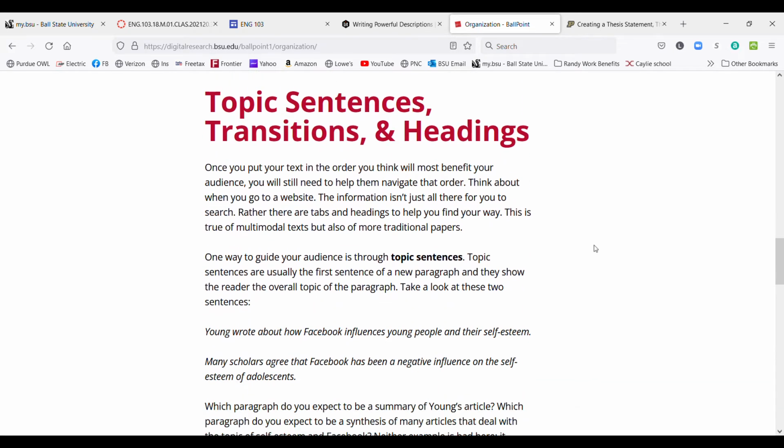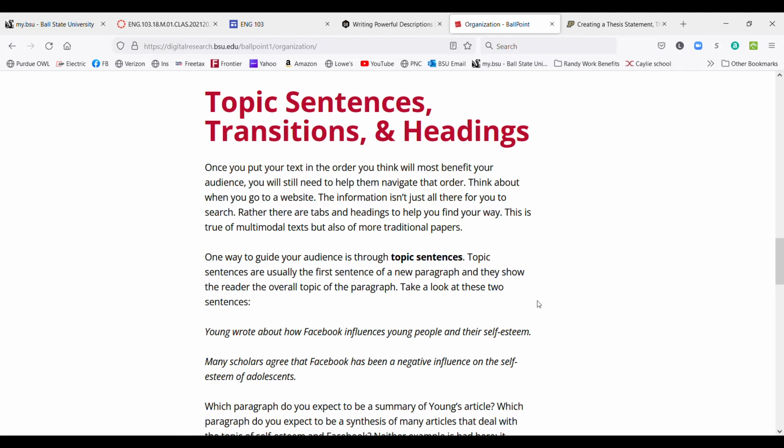And then it starts talking about topic sentences and transitions and headings. We won't be doing headings in the literacy narrative, but we will later on in the rhetorical analysis and the research paper. So just getting you thinking about that.